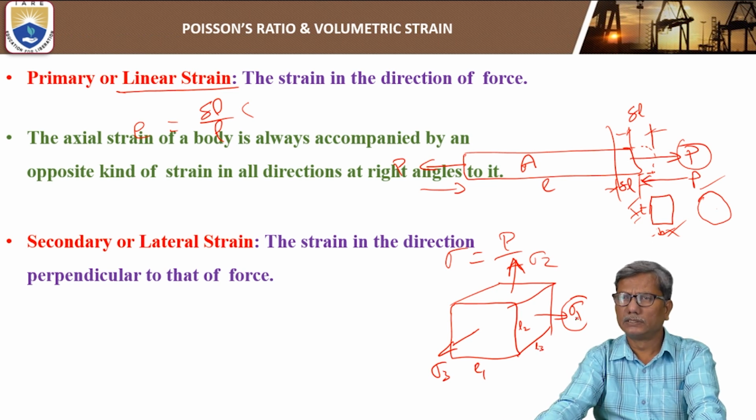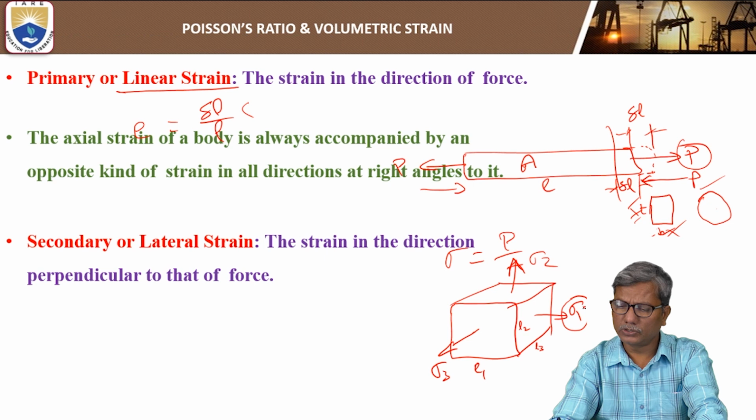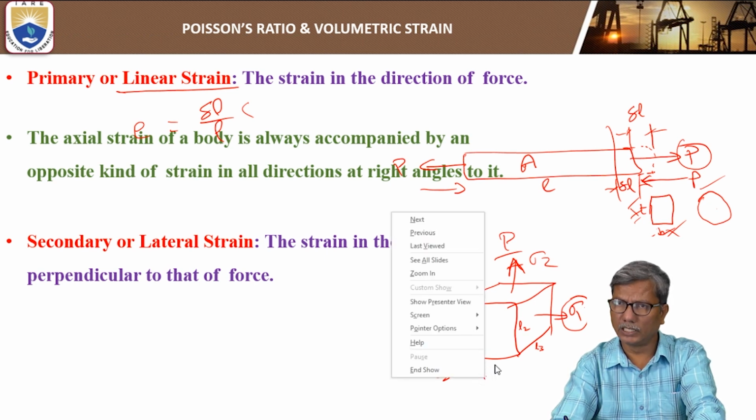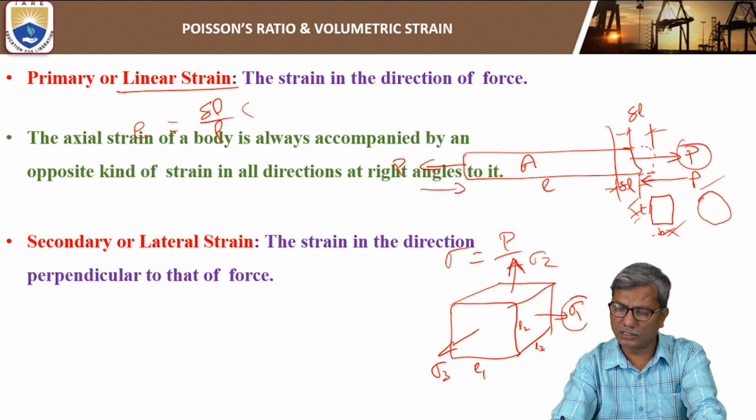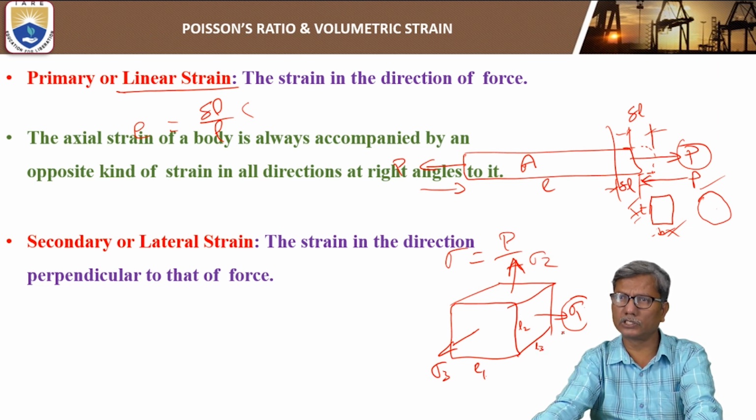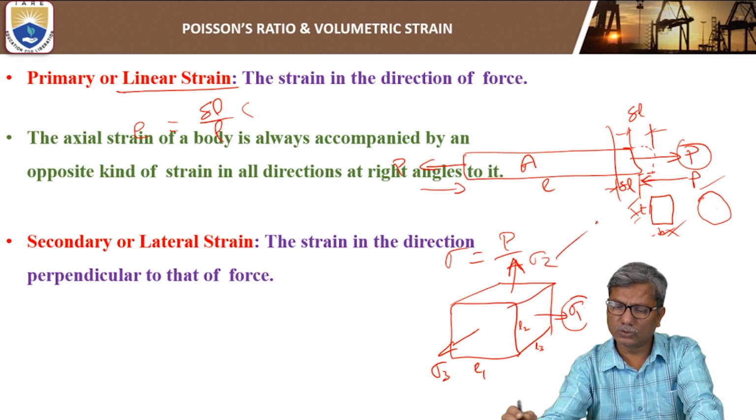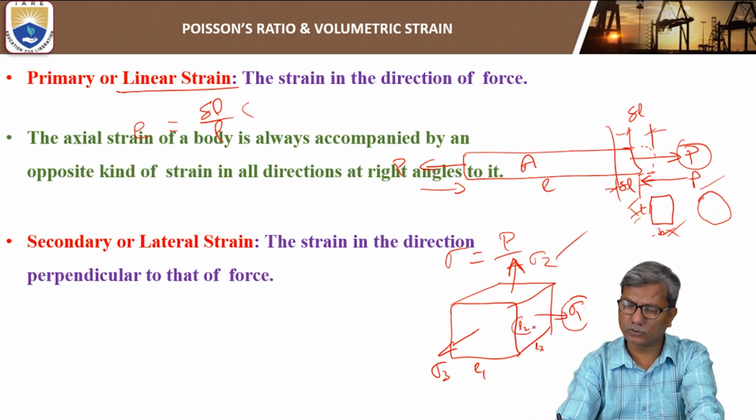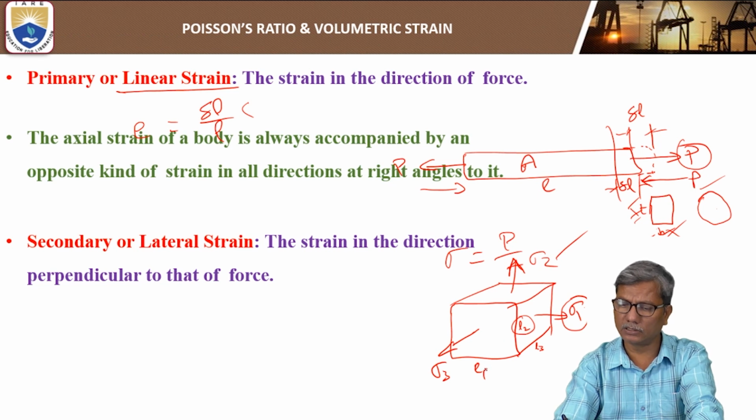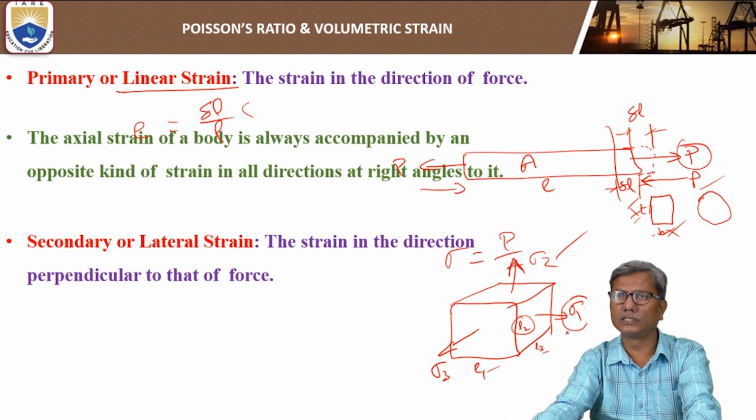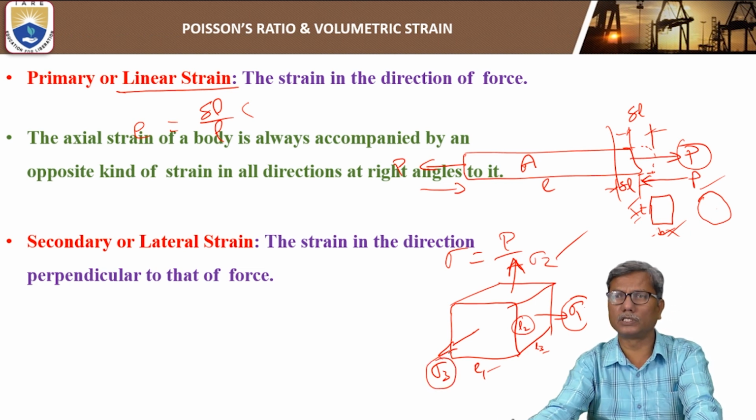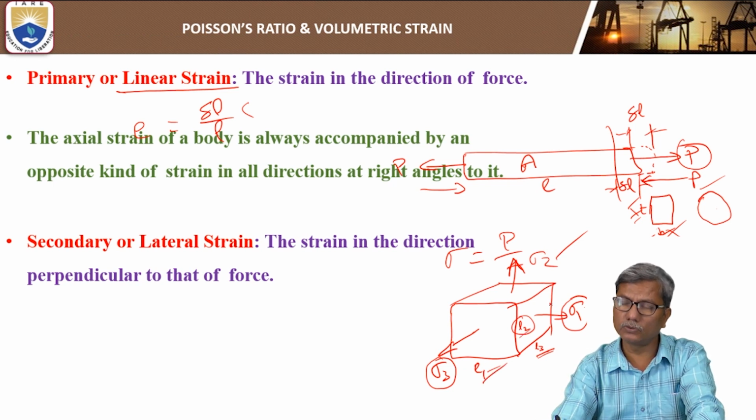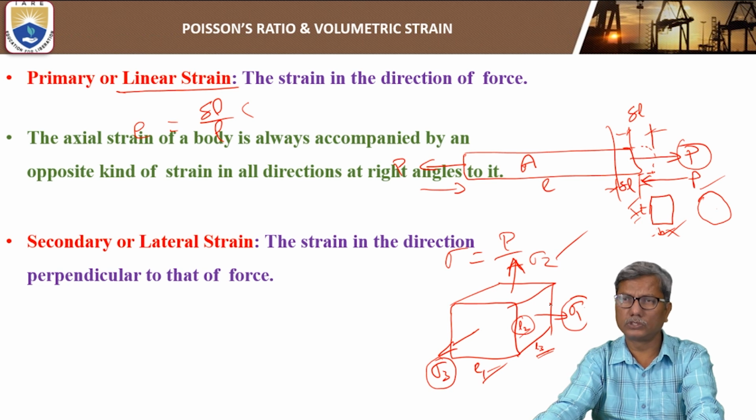Due to sigma 1, there will be increase in length L1 and decrease in lengths L2 and L3 at right angles to sigma. Similarly, due to sigma 2, there will be increase in length L2 and decrease in lengths L1 and L3 at right angles to sigma 2. Same is the case with sigma 3. It means there is increase in length L3 and decrease in lengths L2 and L1 due to sigma 3.